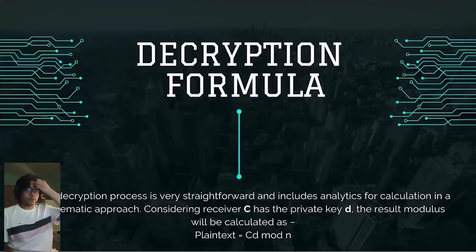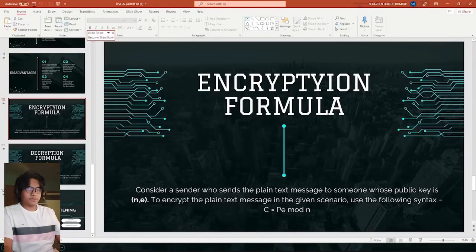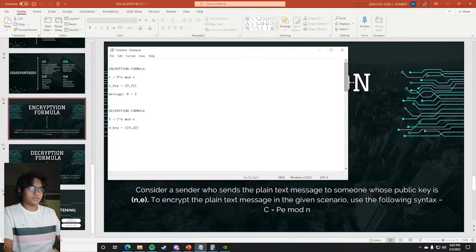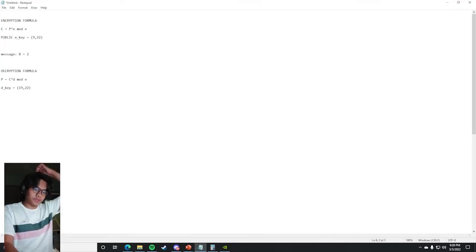This is the same with the decryption formula, only that in the decryption formula we have D, where D is the private key, and the formula changes to C^D mod N, mod meaning modulus. To further explain these two, I prepared an example of the encryption formula and decryption formula. So say that we have the public key, the E key, 9 and 22. This is also to denote that this is E and N.